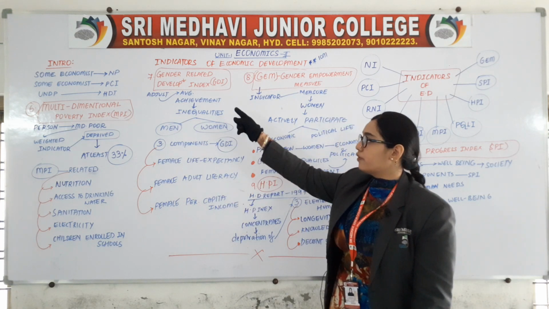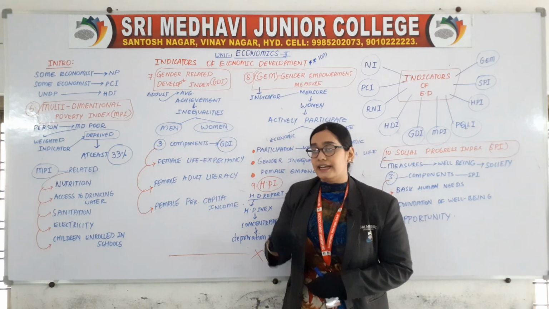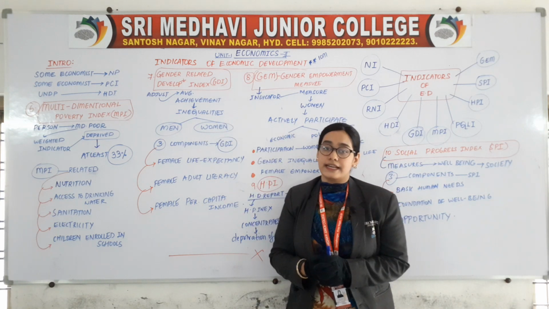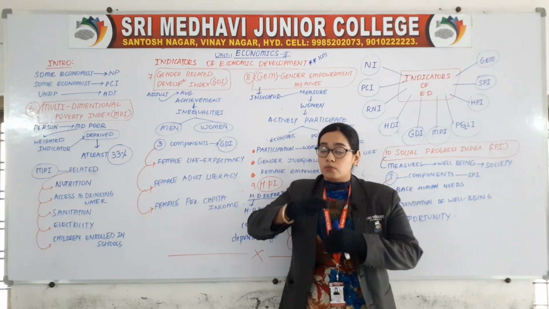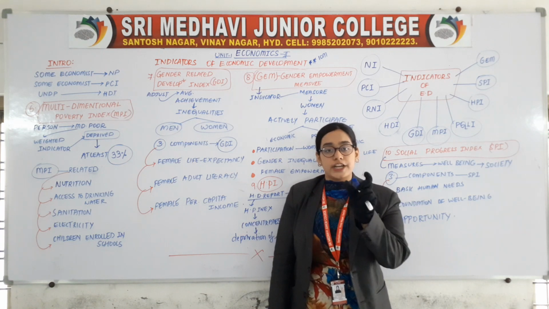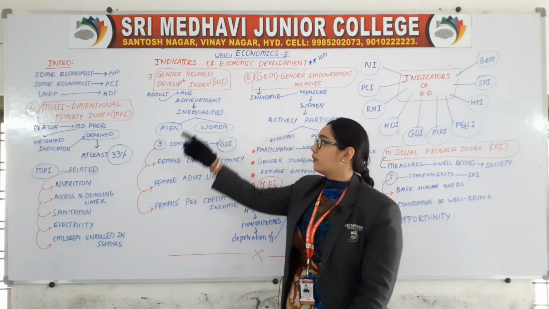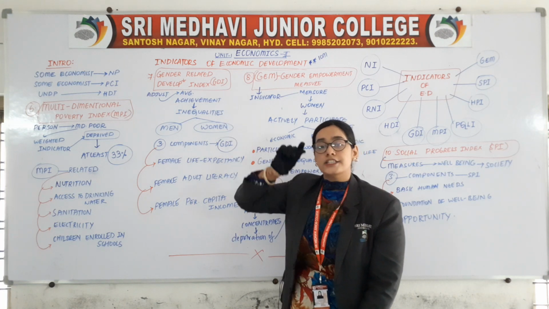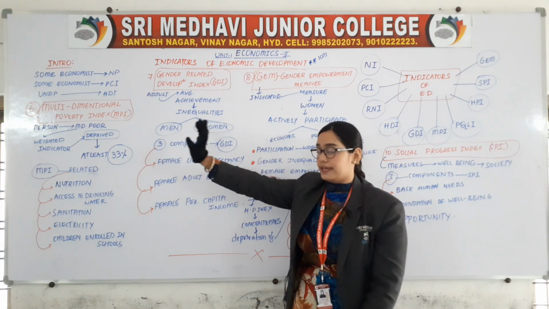Coming to the seventh point, that is GDI, Gender Related Development Index. In the short form you won't find R, but while reading the full form we pronounce R also, Gender Related Development Index, but while writing the short form we just write GDI, in the same way as we did for MPI.